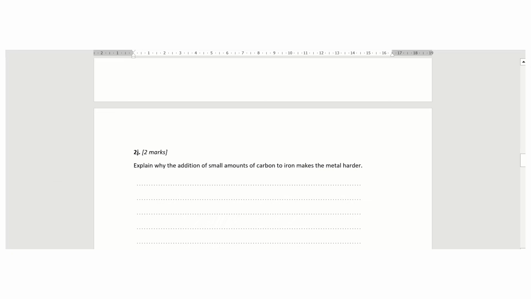Next question asks you to explain why the addition of small amounts of carbon to iron makes the metal harder. So you have to think back to the metallic properties. If you remember, in any metal, the way that it's laid out is that you have cation centers, okay? And between the cation centers, you've got the electrons swimming around them. Now, the fact that they are of the same size means that they have a regular arrangement.